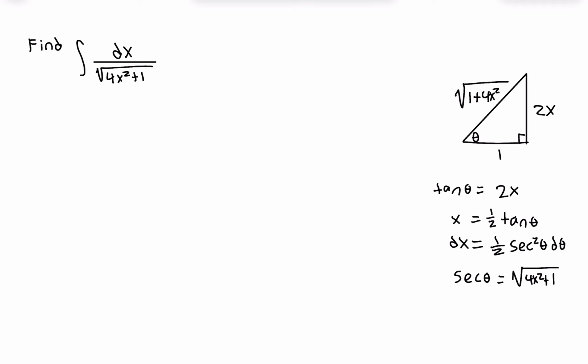So let me rewrite the integral. So we have the integral, and we solve for dx right here. So dx is equal to 1/2 secant squared theta d theta. So I'm just going to take out the 1/2. And we have secant squared theta d theta. And then we solve for the square root of 4x squared plus 1, which is equal to secant of theta.